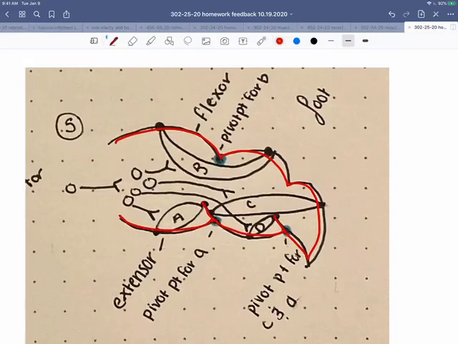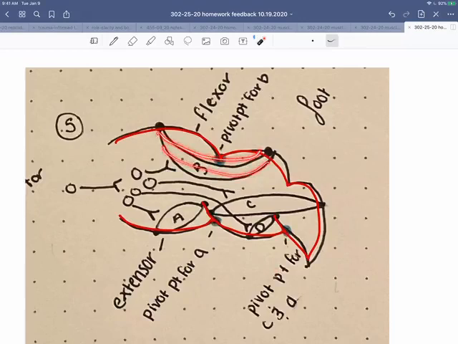The extensors are this one, because if we pull here, if we shorten A, then this moves like so. So this end moves this way, and the leg is going to extend. And so A is an extensor and D is an extensor. Here's the pivot point for A and the pivot point for D.